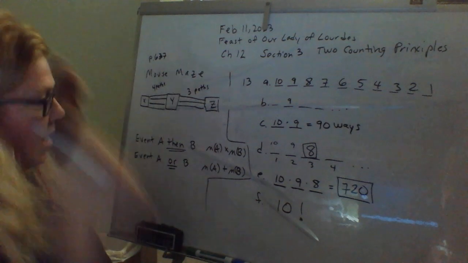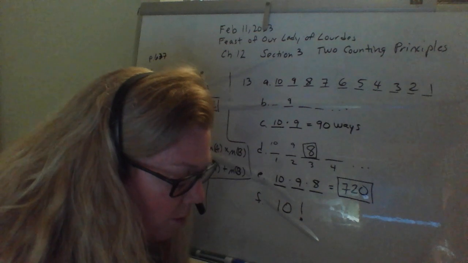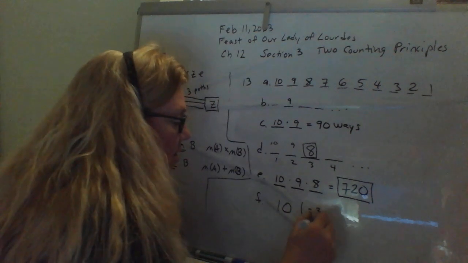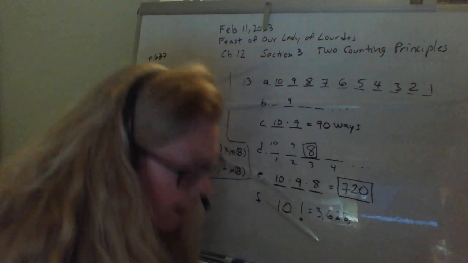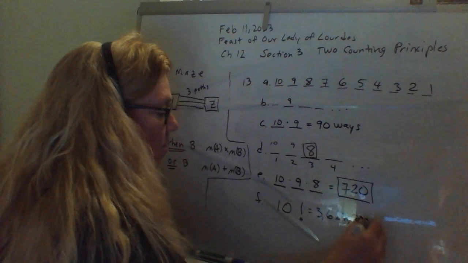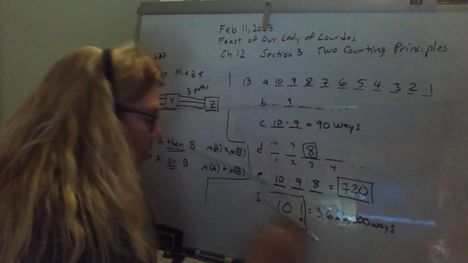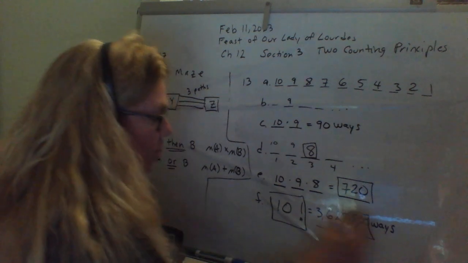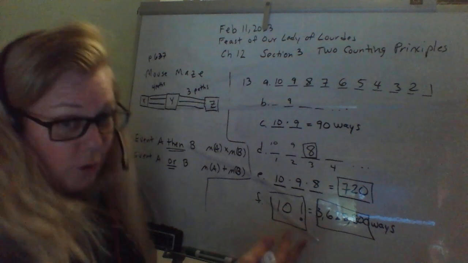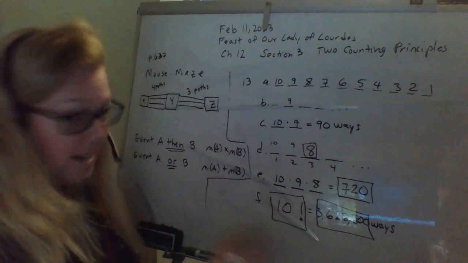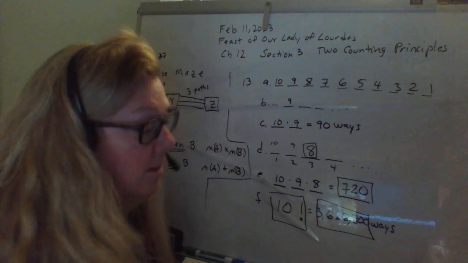10 factorial. Okay, if you would like to evaluate that number, it's really big. And it is 3,628,800 ways. I will tell you this. If you left this as a factorial, I'd accept that, because this number is extremely large. Especially when you get into large factorials, it is okay to leave the factorial. But if you want to know the actual number, it's 3,628,800. Which is a lot. That's a lot of ways to take 10 people and seat them in 10 chairs.